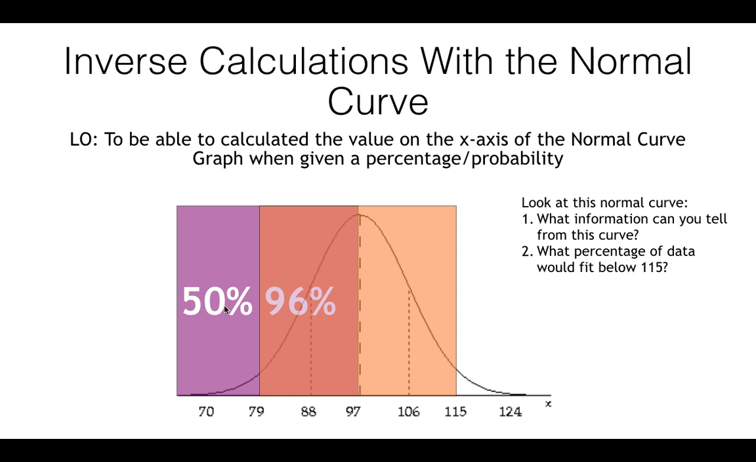But then if we have a look at this, so the 50% covers this area of the graph here, 96% covers this area of the graph, which means that I've covered this middle area here twice. So I don't want to do that, I just want this half of the 96%. So I split it in half, and I've got 50% here and 48% here. So if we add them together, you get 98% of your data falls below 115.